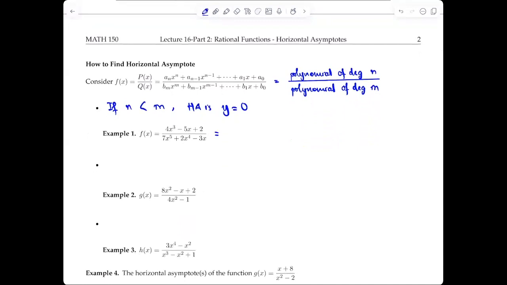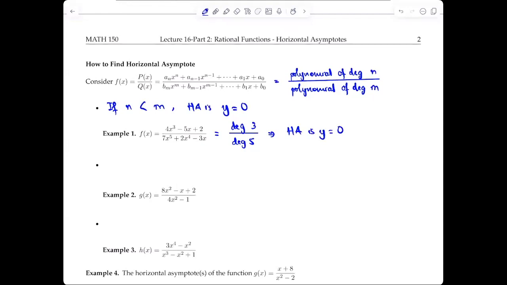Now, in this example, you see that on the numerator, the polynomial is of degree 3, and in the denominator, the polynomial is of degree 5. Okay, so this is degree 3 over degree 5. Right, so 3 is less than 5. So therefore, you conclude that the horizontal asymptote is y equal to 0.